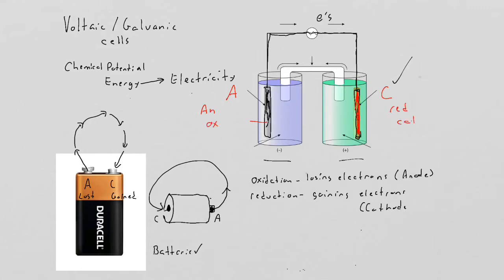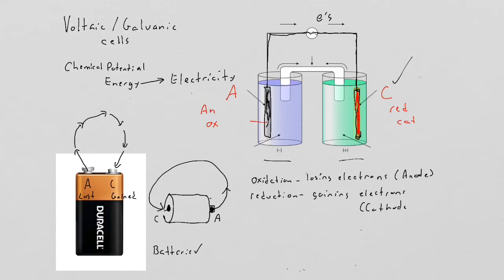And if you don't get what that means, the anode is the site of oxidation. It's where the electrons are always leaving from. And the cathode is the site of reduction. It's where the electrons are always going. So every voltaic cell or battery is going to have an anode and cathode. Electrons are going to leave the anode. They're going to go to the cathode.